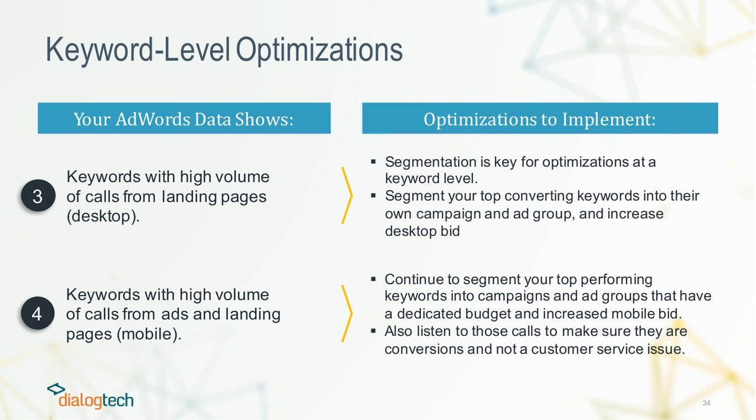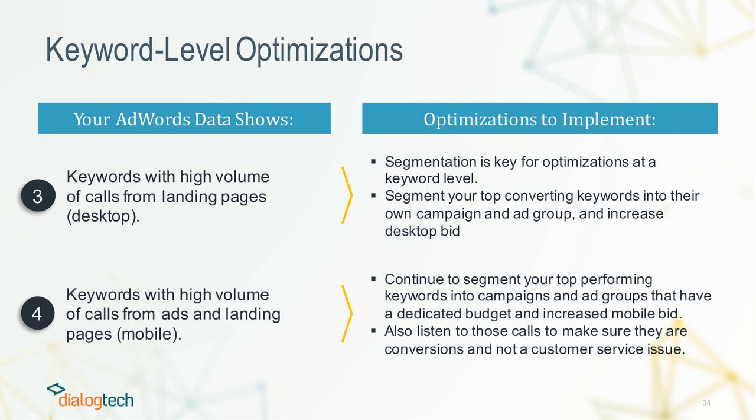Okay, stay with me, we're getting there. Your AdWords data shows keywords with high volume of calls from landing pages on the desktop. Again, make sure to segment, and this is where you need to segment into their own campaign, because that's where you can do the desktop bid. So that's a cut and dry one. Now, you get keywords with high volume of calls from ads and landing pages on mobile. Again, same theory as before. Segment those out and make sure your mobile bid is really high at the campaign level.